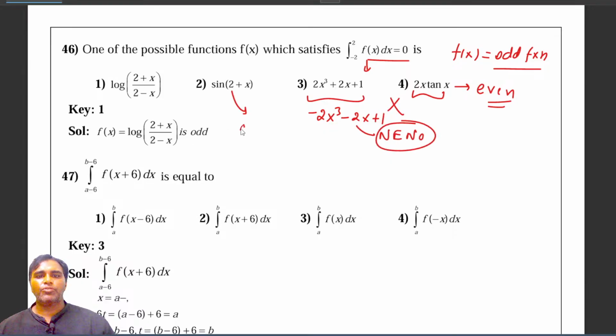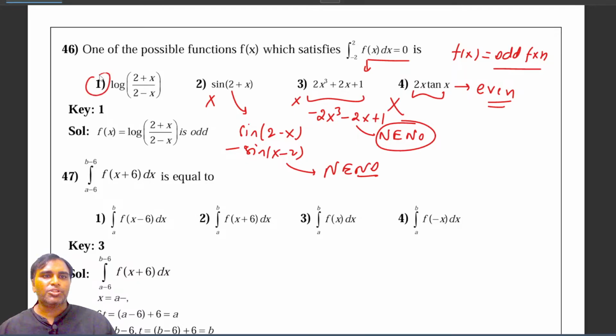Now in this one, if you put minus x in place of x, and if you take minus common, it will come as x minus 2. So again it is neither even nor odd. So these three are not possible because f(x) must be odd. So what is the odd one? Option 1. That is the odd function. Clear? 46 is what? Option 1.